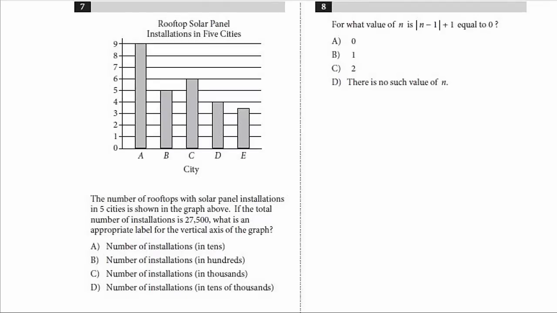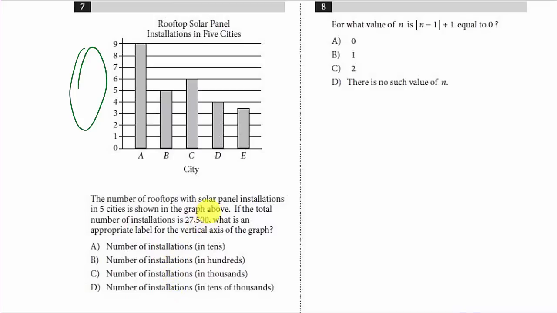All right, so here we got 7. It says the number of rooftops with solar panel installations in 5 cities is shown in the graph above. If the total number of installations is 27,500, what is an appropriate label for the vertical axis of the graph? So we want to know, what do we need to label this axis here? Well, it's obviously the number of installations.